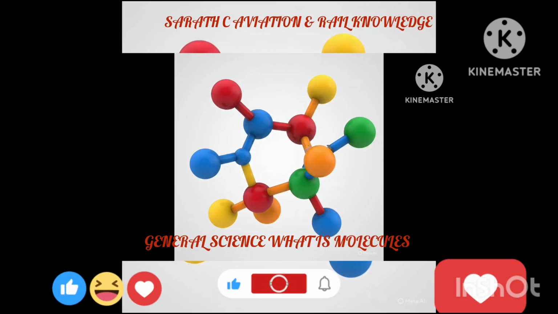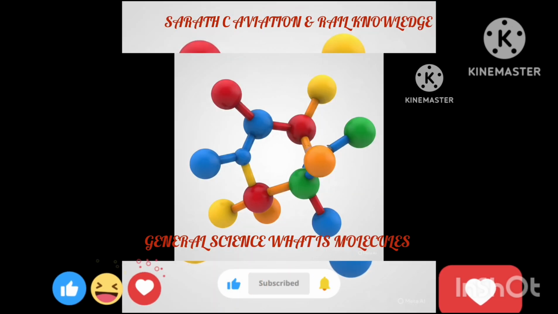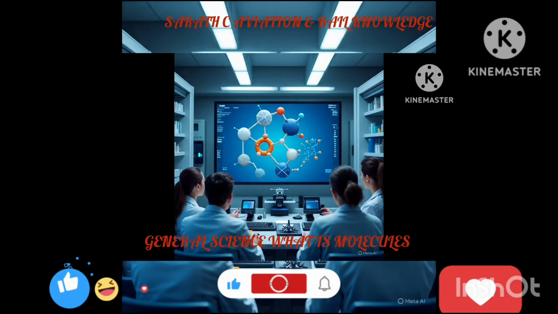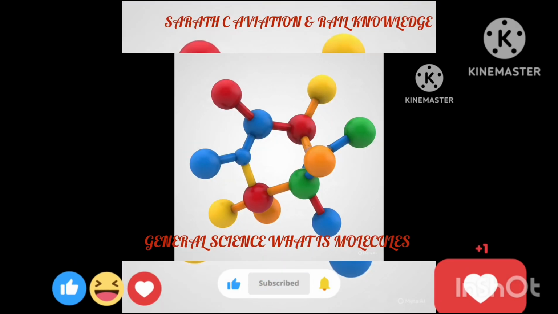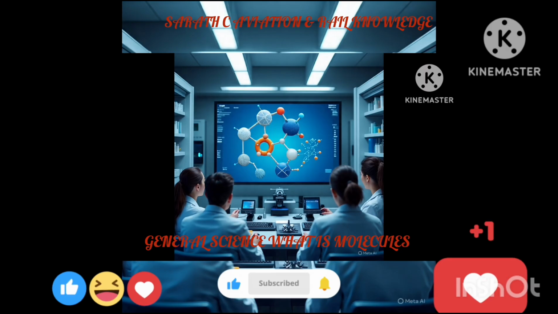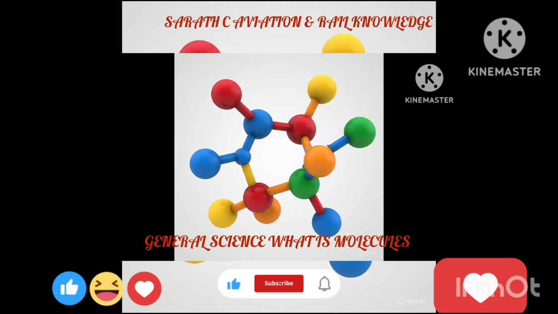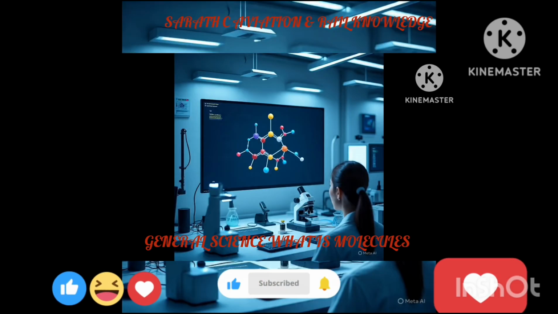learning. Imagine wearing AR glasses and literally holding a 3D water molecule in your hand, rotating it, and seeing how hydrogen bonds form. This is already happening in pilot training, where AR is used to visualize airflow and pressure around aircraft wings. Soon, SSC and RRB aspirants may have access to similar tools for science learning.